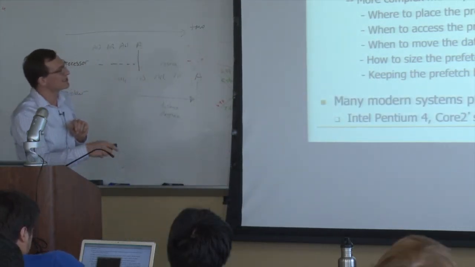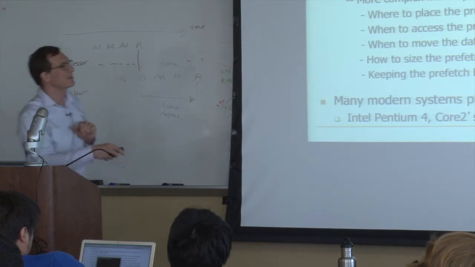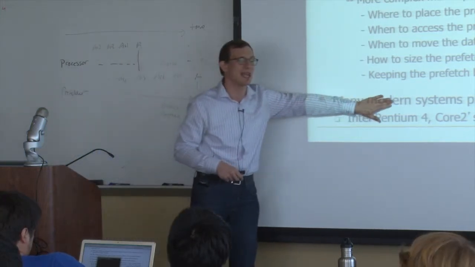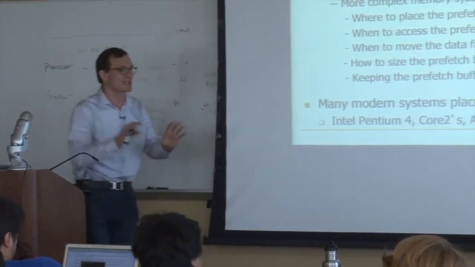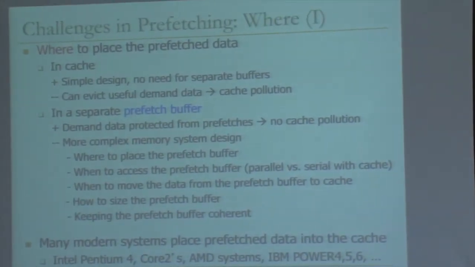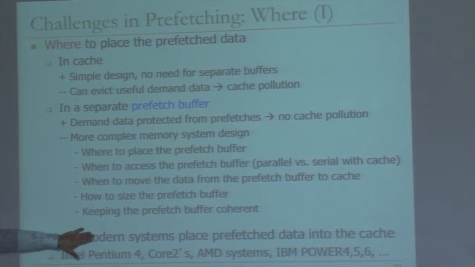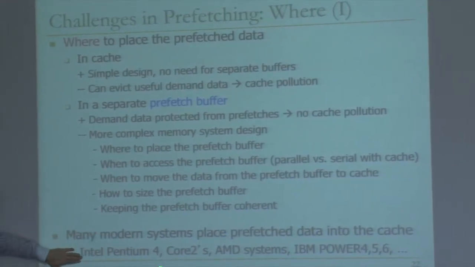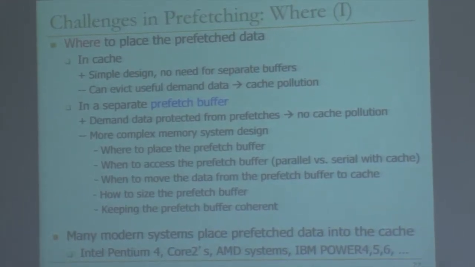So because of these complexity reasons, mainly, many modern systems place the prefetch data into the cache. Some of them have prefetch buffers at different places, but most of them, whenever they do prefetching into the core or close to the core, they place prefetch data into the cache. And these are some of the systems, and new systems are like that too.